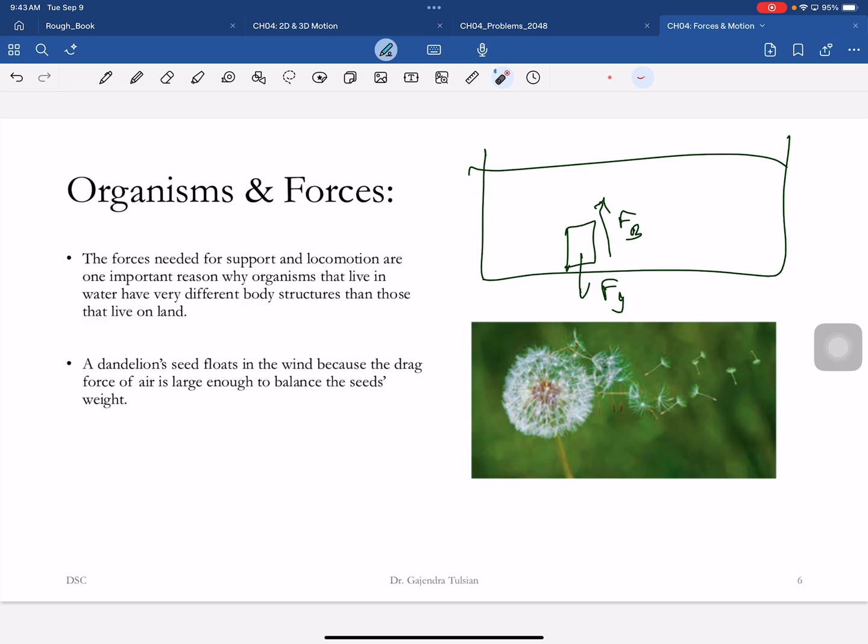Okay? So my structure would be totally different. Okay? So we would have very different body structures than the animals that live on land.